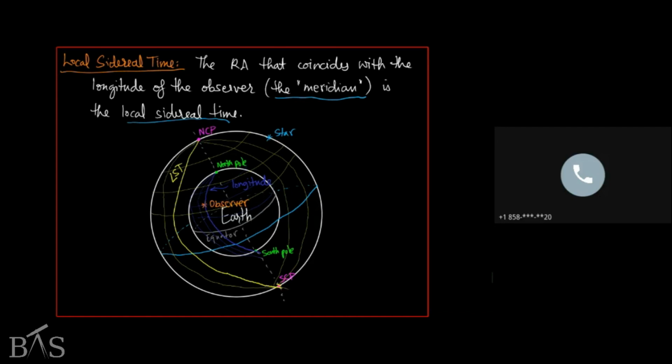So we abbreviate it to LST. Here's an illustration. This blue line is the observer's longitude. The corresponding RA line in the celestial sphere is called LST. And this changes with time. It roughly changes like a regular clock, okay? But there is a slight difference.